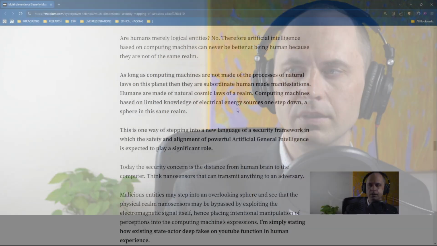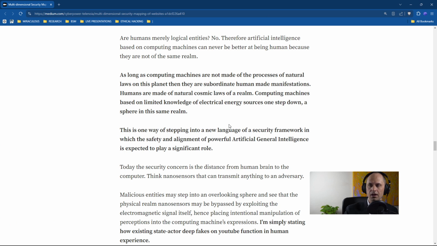Are humans merely logical entities? No. Therefore, artificial intelligence based on computing machines can never be better at being human because they are not of the same realm. As long as computing machines are not made of the processes of natural laws on this planet, then they are subordinate human-made manifestations. Humans are made of natural cosmic laws of a realm. Computing machines based on limited knowledge of electrical energy sources are one step down, a sphere in this same realm. They are one step down.